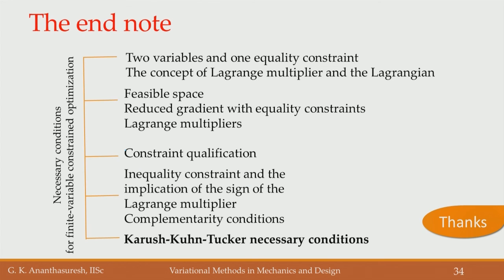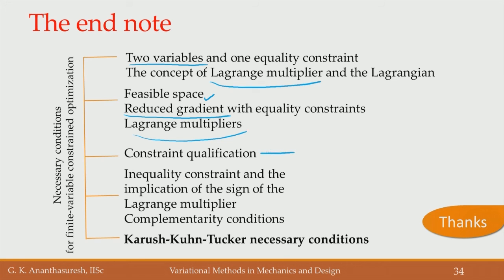So, to summarize, we first considered the two variable problem and eliminated one equality constraint. When we could not do it, we went for the first order approximation, eliminated one perturbation in terms of the other, that gave rise to this concept of Lagrange multiplier. Okay. And then we have the feasible space where the constraints are satisfied. In the case of n variables, we talked about reduced gradients, where we eliminated m variable perturbations in terms of the remaining n minus m variables. Then we had m Lagrange multipliers.